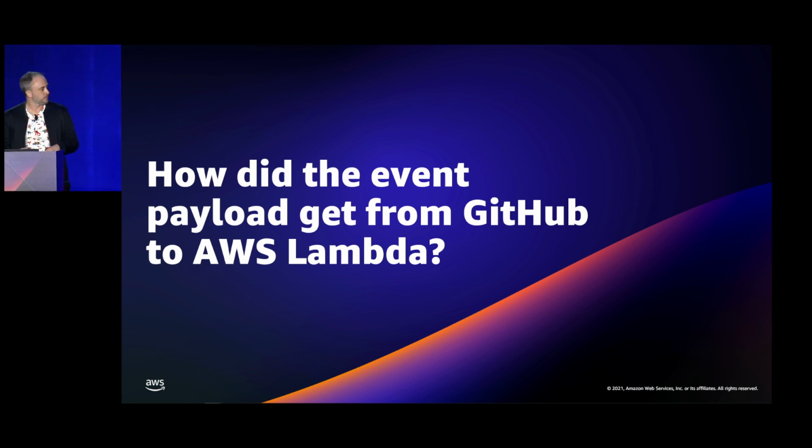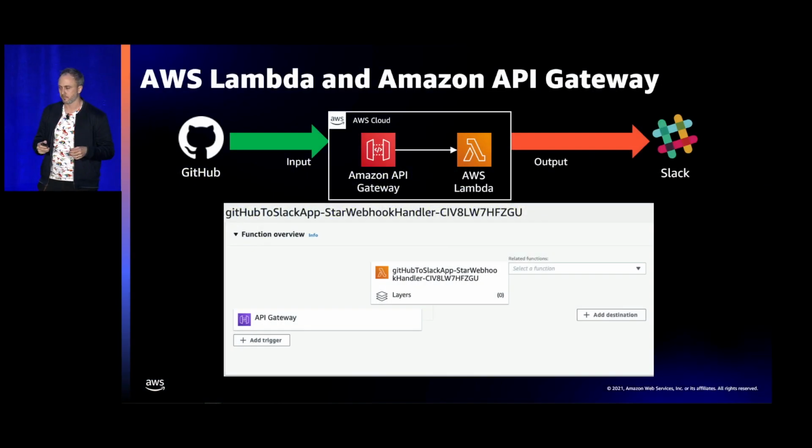OK, the missing piece, though, how did that event payload get from GitHub to my Lambda function? How did it know how to access my Lambda function? And anyone who's built any kind of web applications with Lambda will probably have already assumed that I've used Amazon API Gateway to access that Lambda function. And you would be correct.